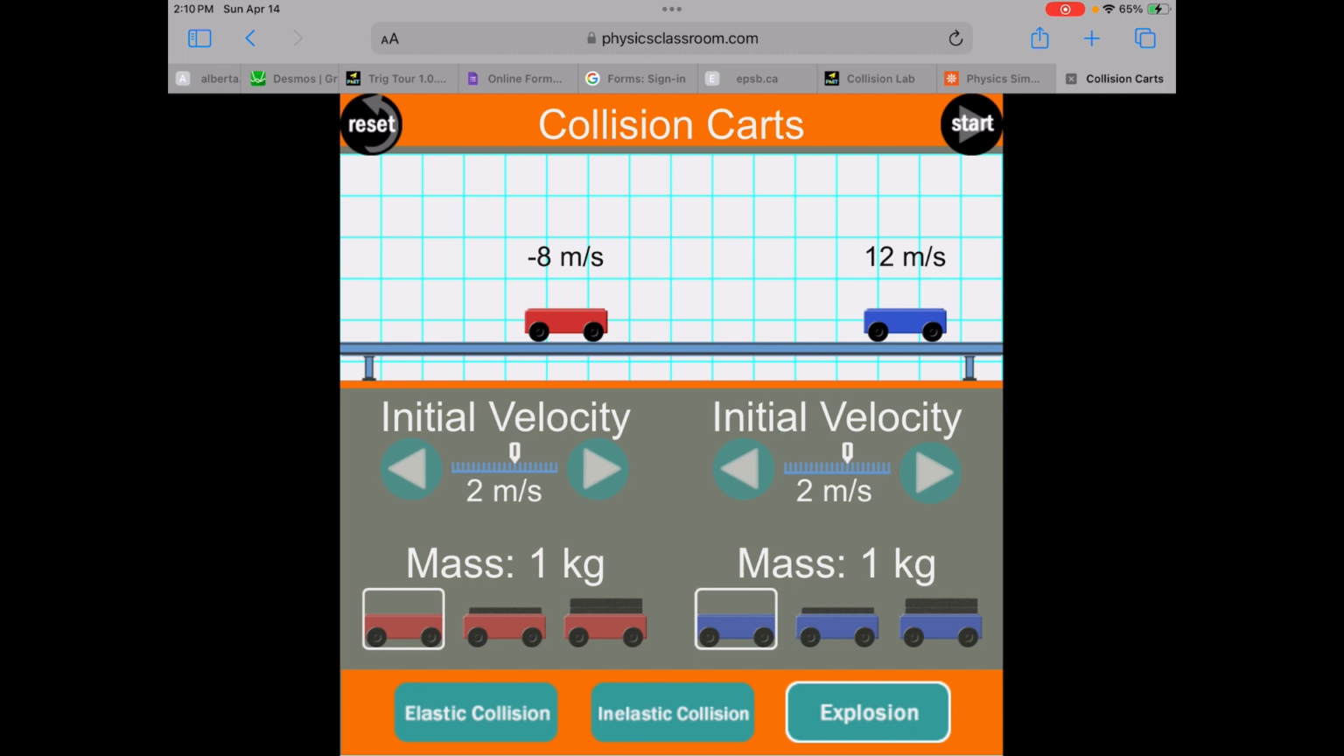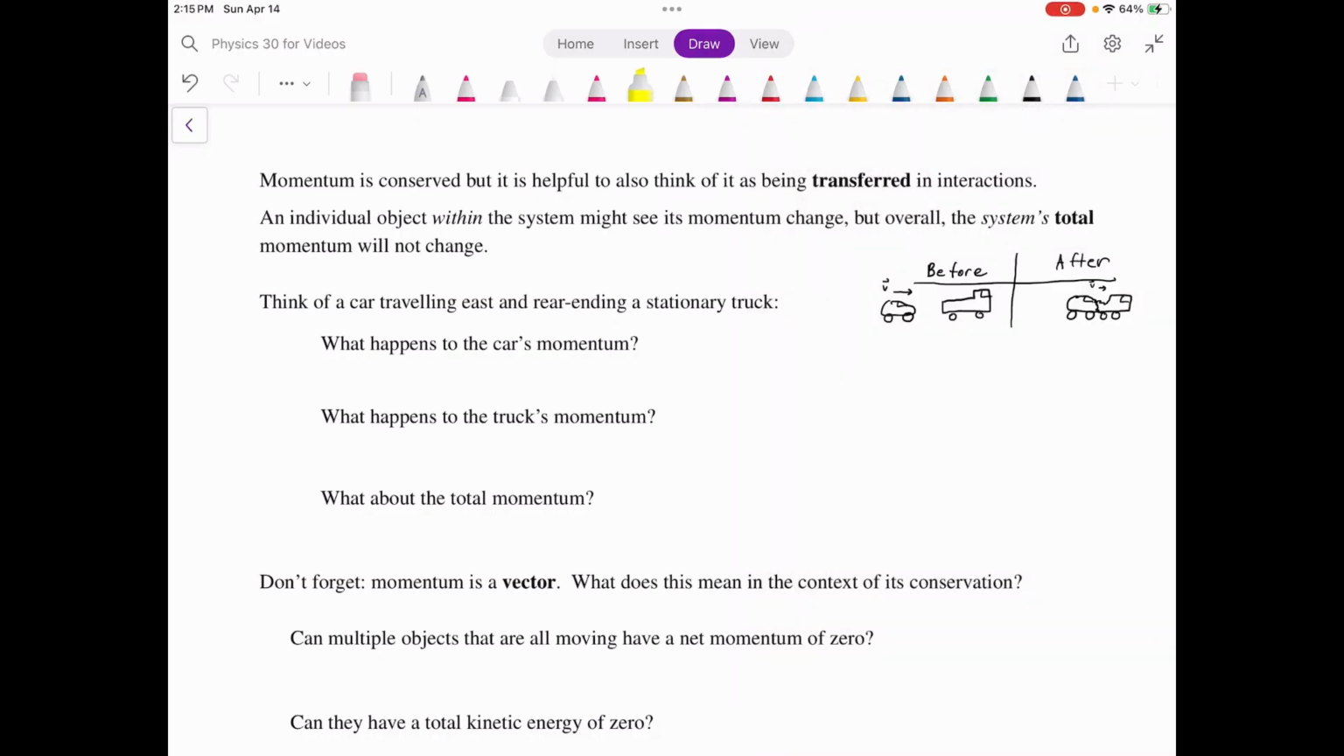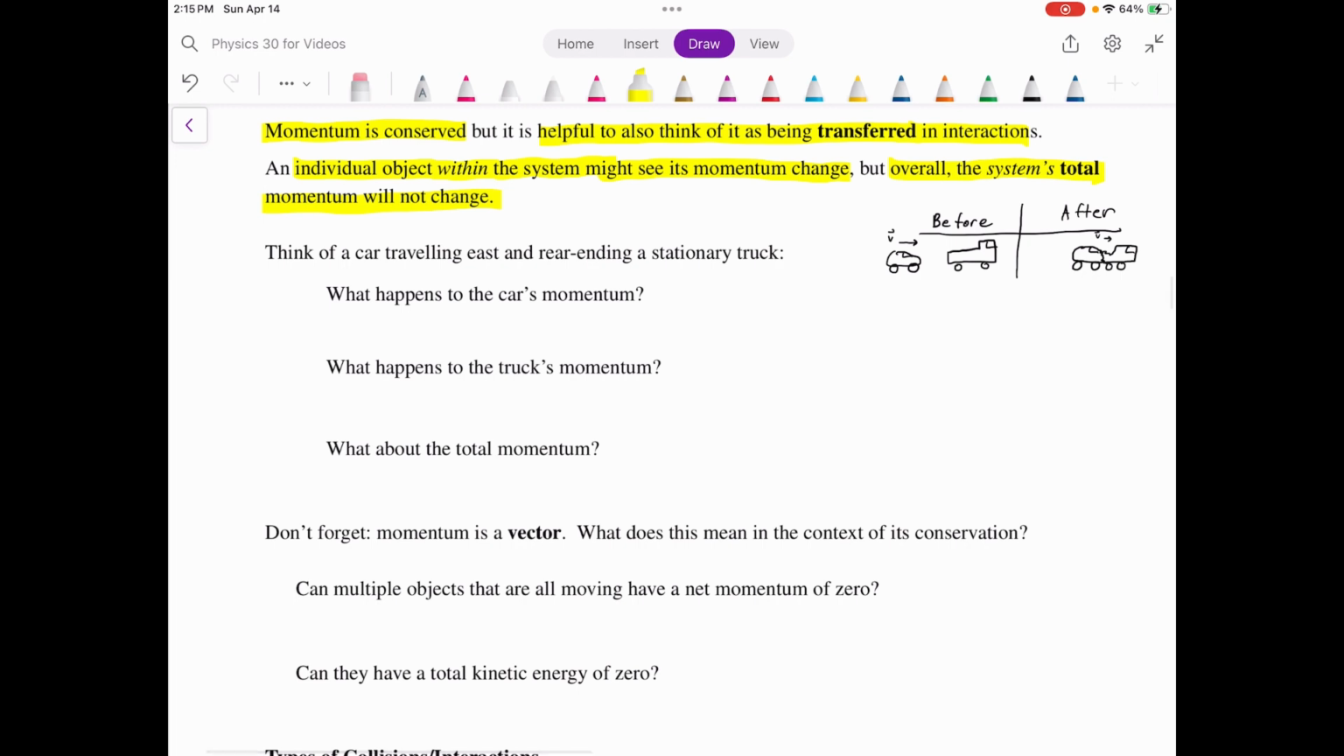Cool. And that's the law of conservation of momentum. That's all there really is to it. The total initial momentum will equal the total final momentum. So let's start to analyze this in a bit more depth now. As we saw, momentum is conserved, the total momentum stays constant, but it can also be helpful to think of it being transferred from one object to another in interactions. As we saw, an individual object within the system might see its momentum change. We saw the red cart and the blue cart's momentum change individually, but the total, overall system's total momentum will not change.